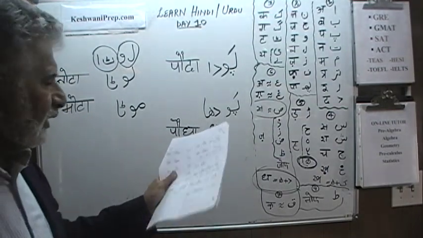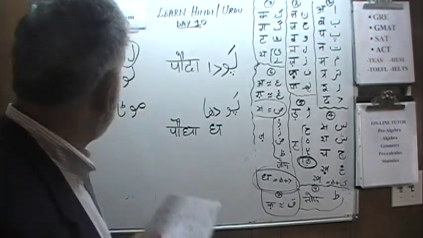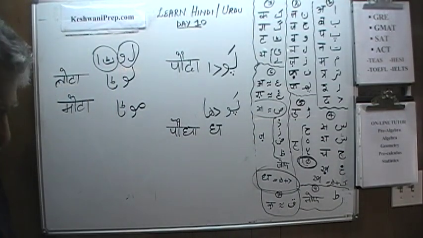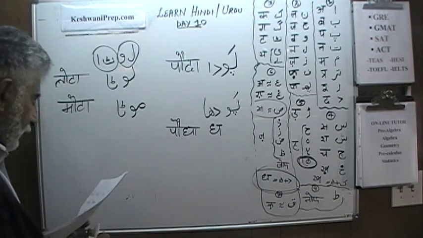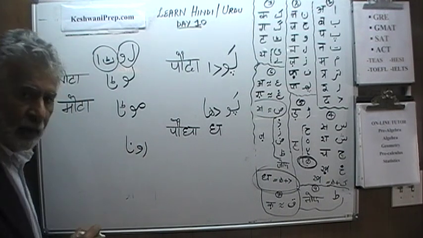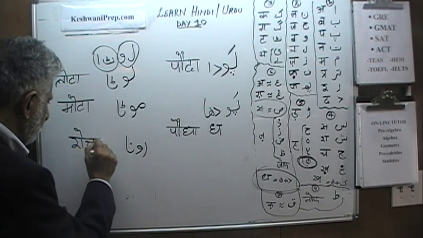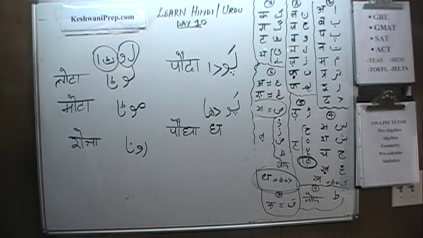But as you can see in both cases, the O sound is longer. Poda or poda, as opposed to lota and mota, is quicker. Or here's another one, ro, na. Rona is to cry. Ro, na. Just one of them, because it's a short O.